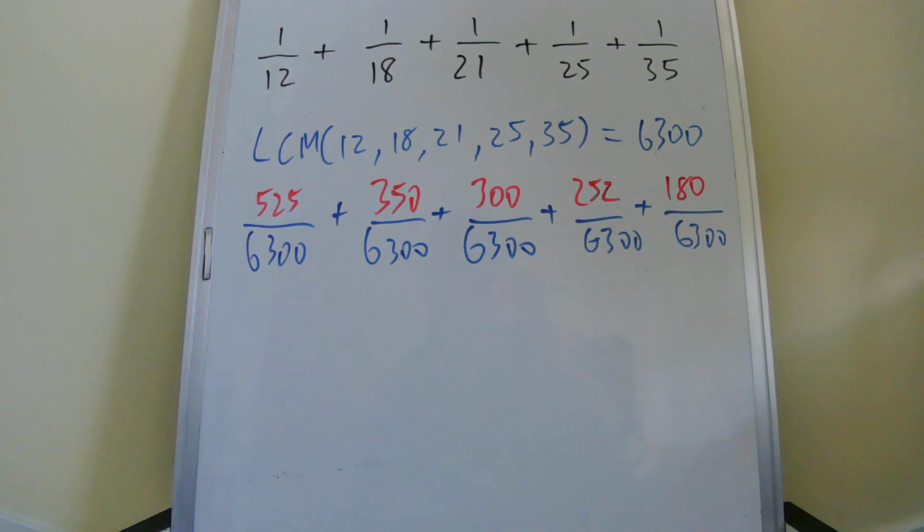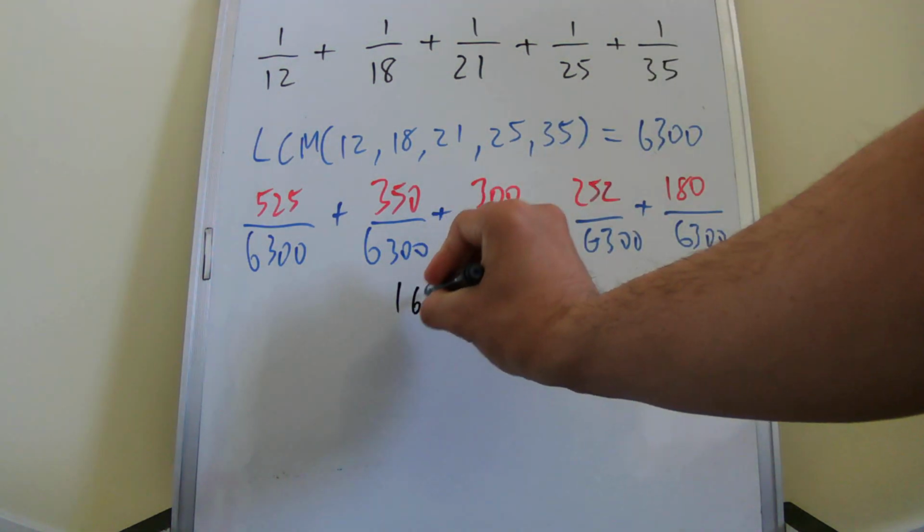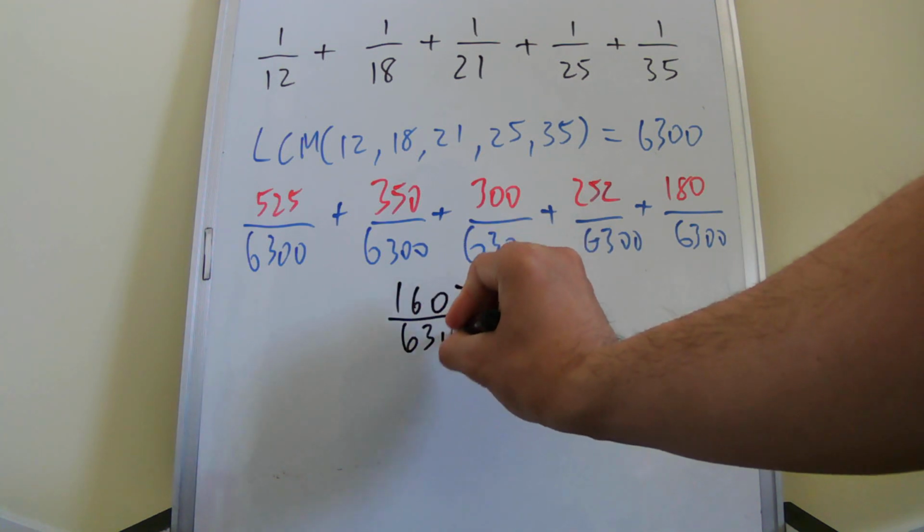Now, all of these are multiplied by 1 because we're dealing with unit fractions here. So we don't have to multiply by the numerator in effect. But what we are doing is multiplying all these scale factors by 1. Okay, so once we have that, we can just add all these numerators together because all the denominators are the same. And that end result is going to be, let's take a look, 525 plus 350 plus 300 plus 252 plus 180. And the end result is going to be 1,607 out of 6,300.